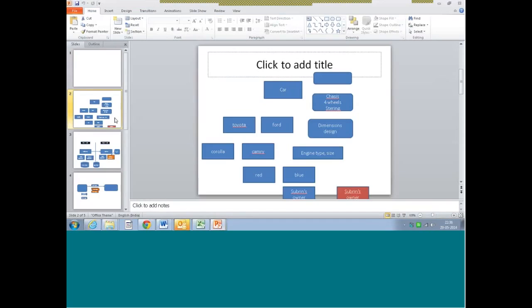You see this example here now. You have a car here. Car for me means chassis, four wheels and steering. Car has Toyota and Ford. Toyota has different dimensions and different kinds of design. Ford has different dimensions and design. Toyota has two types of cars, Corolla and Camry. They differ based on engine type and size. They have red and blue cars.